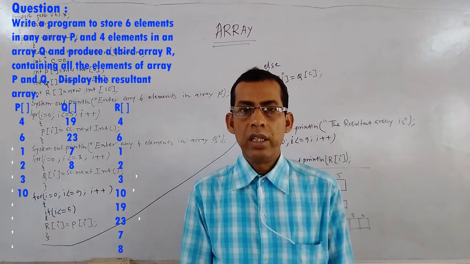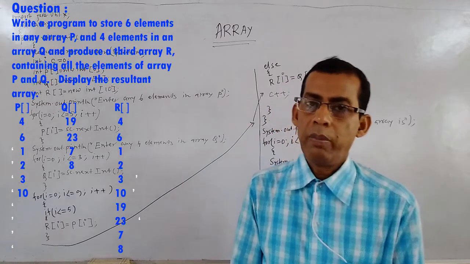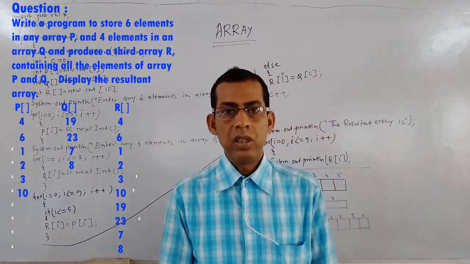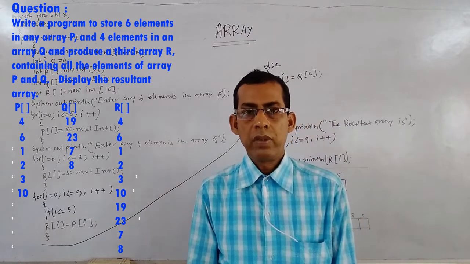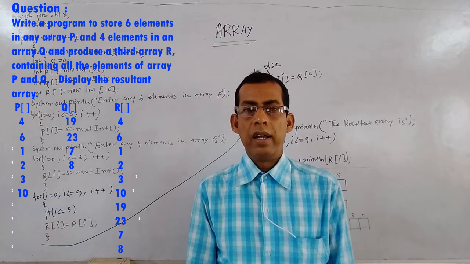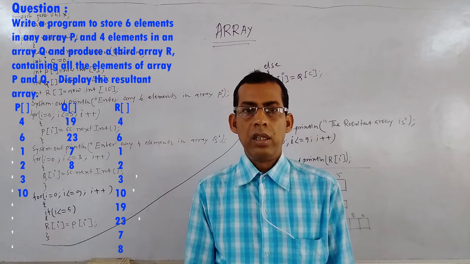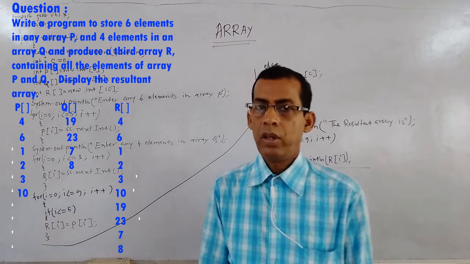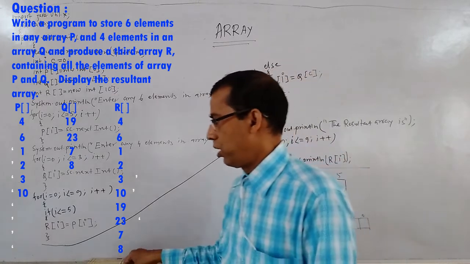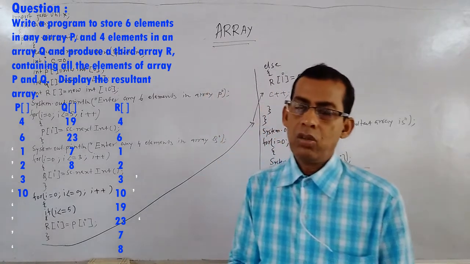You have to declare 3 arrays. In the first array you have to enter 6 numbers. In the second array you have to enter 4 numbers. And in the third array the numbers from the first 2 arrays will go and store. So that was the question of ICSE 2010.